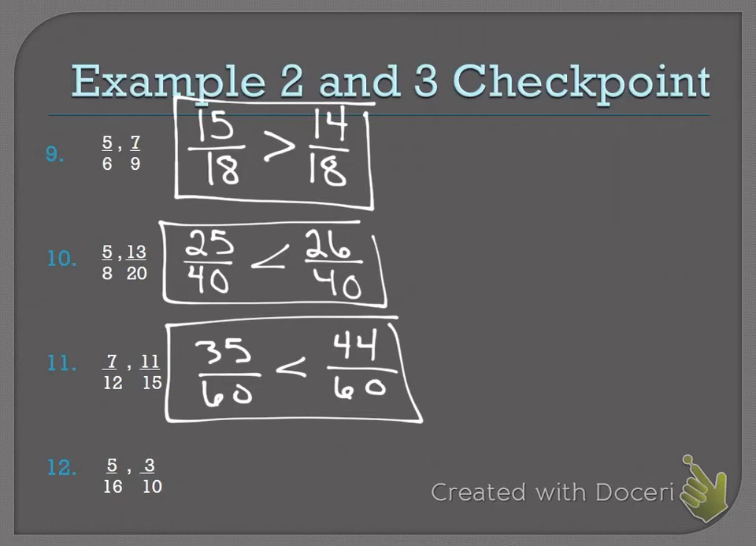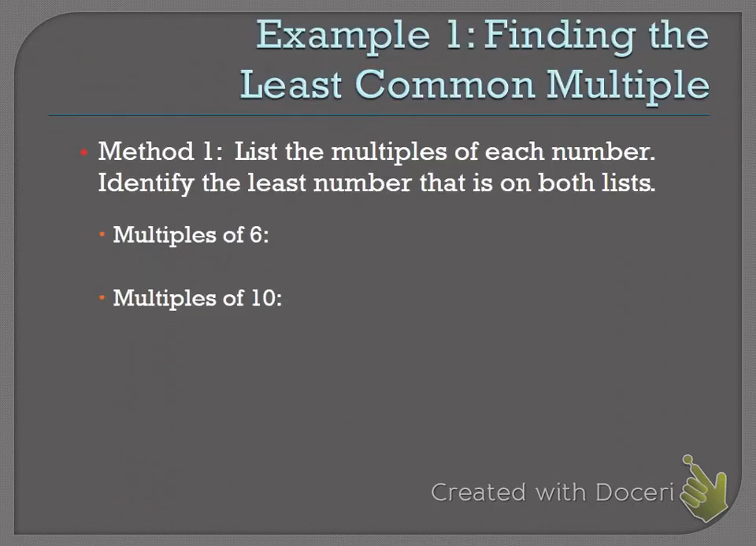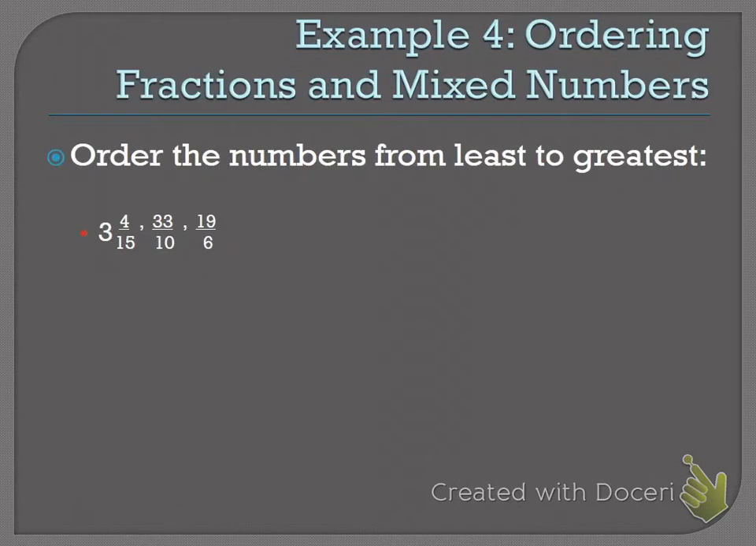All right, two more examples. In example 4, I need to put these fractions in order from least to greatest. Well, how do I compare them? I need to write them all as improper fractions and then find my LCD. They're in all different formats, mixed numbers and improper fractions. They all need to be an improper fraction.